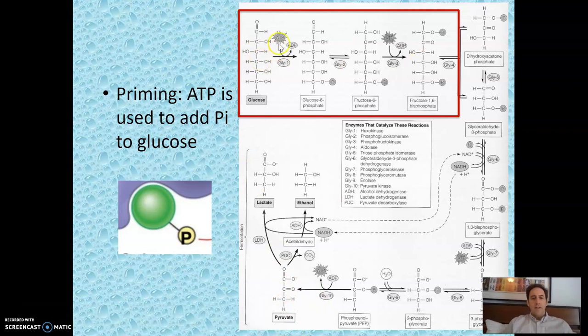You'll notice that we actually are investing ATP. We're using an ATP to add a phosphate group here, and then we're using another ATP to add a phosphate group here. So before we even get going, we're actually investing 2 molecules of ATP. The whole point is to get ATP out of this process, but we're putting 2 in to begin with. So already we're behind the curve a little bit on this.